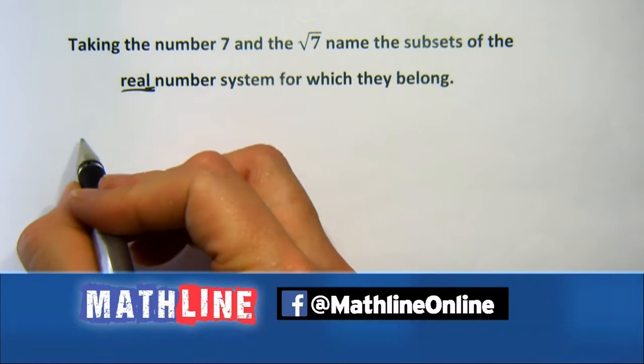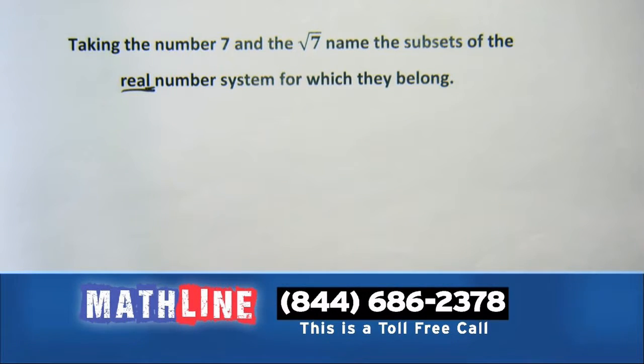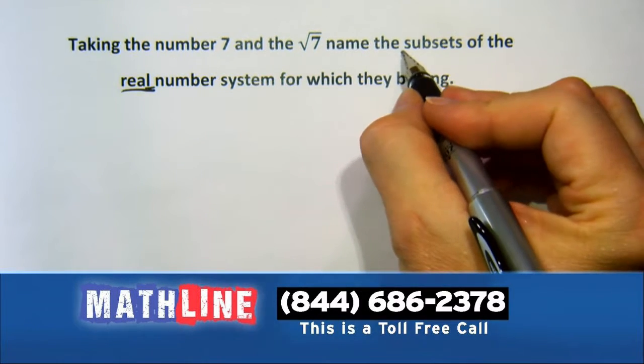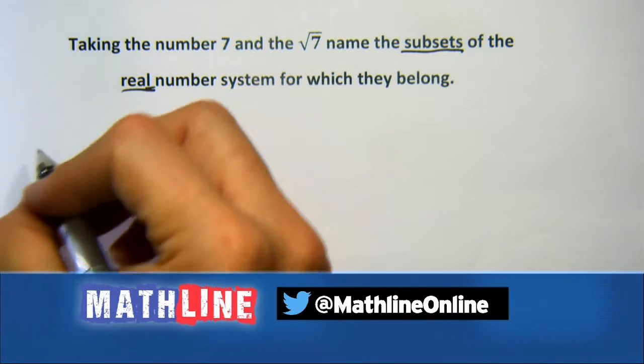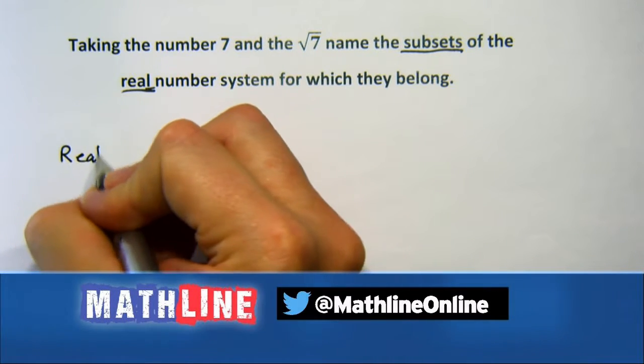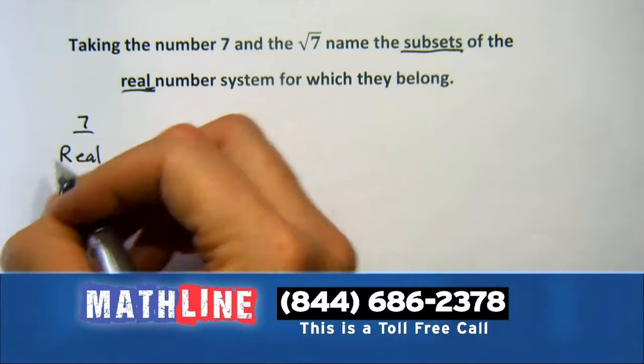Now, what about 7? When I talk about the subsets of the real number system, besides rational, we've said they're real. So for 7, we've got real, and we've got rational.